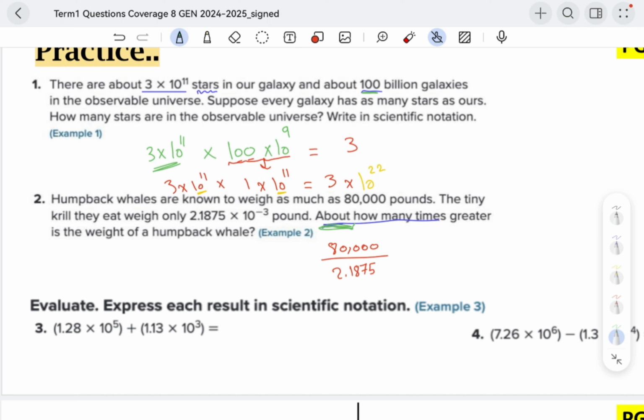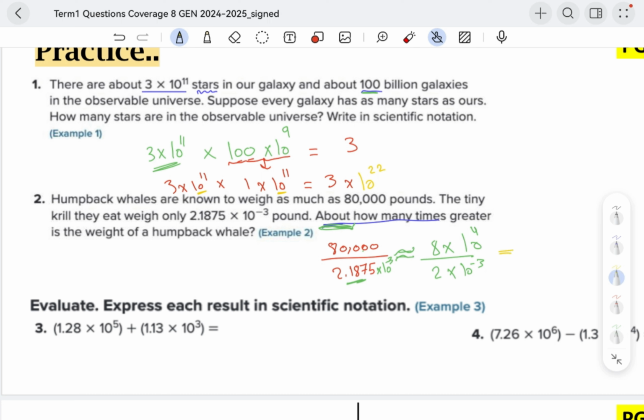But we are lucky because they said about how many. About means that we're going to find the estimated value, okay? So about, we're going to first round this number. I'm going to round this, times 10 to the power of negative 3, okay? So I'm going to just write it 2 times 10 to the power minus 3, because this is a very small number, okay? And the 80,000, we're going to write it as 8 times 10 to the power of 4. 4 zeros, 1, 2, 3, 4, so it's 10 to the power 4.